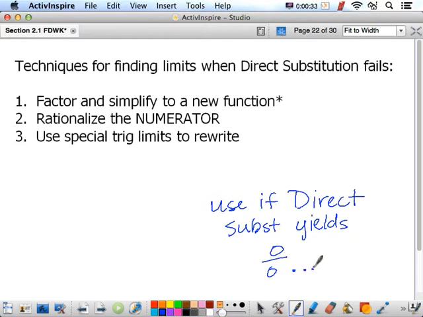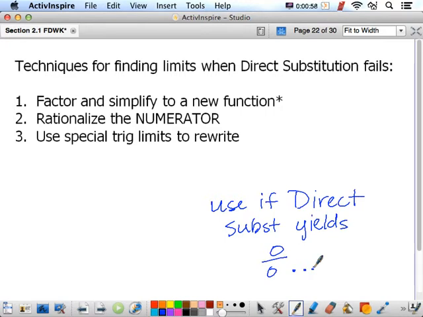Okay, so we only have 3 listed that your book lists, and they are: factor and simplify to a new function, and that one's used a lot; rationalize the numerator, which looks really weird to students in general, but you'll get used to it. You use the conjugate and kind of clean it up. And then use special trig limits to rewrite, and those will be 3 that I ask you to memorize.